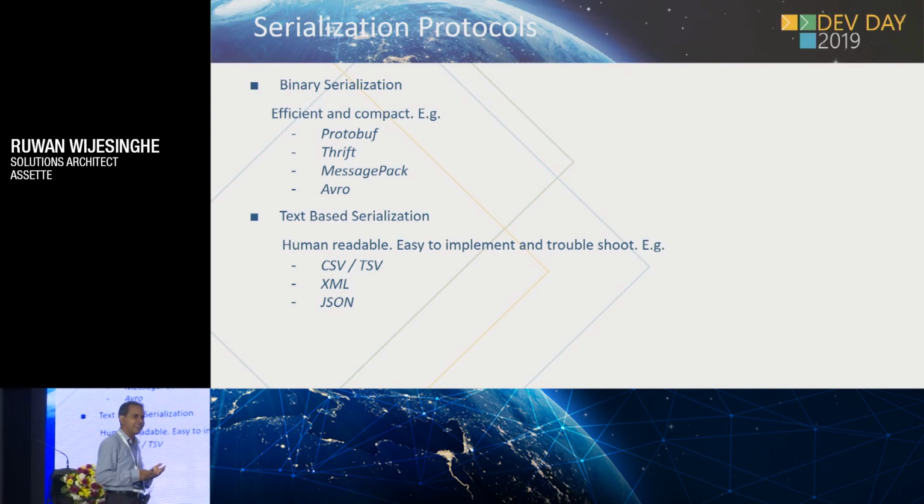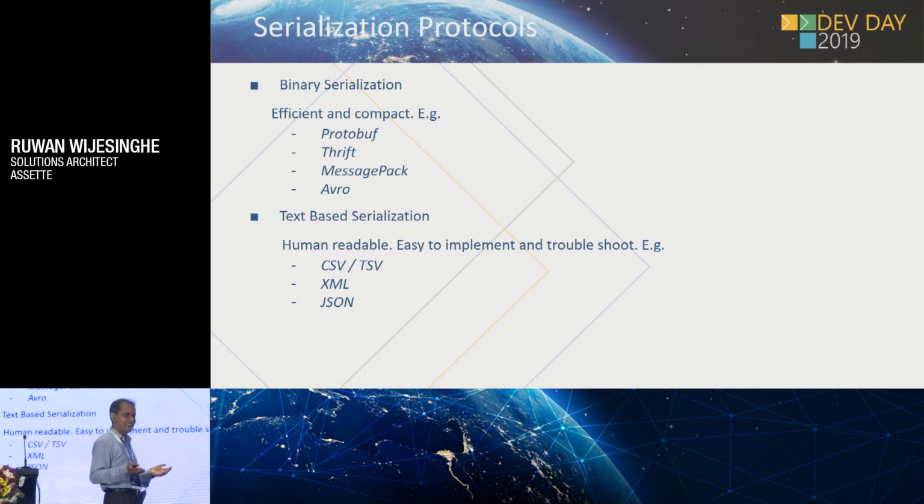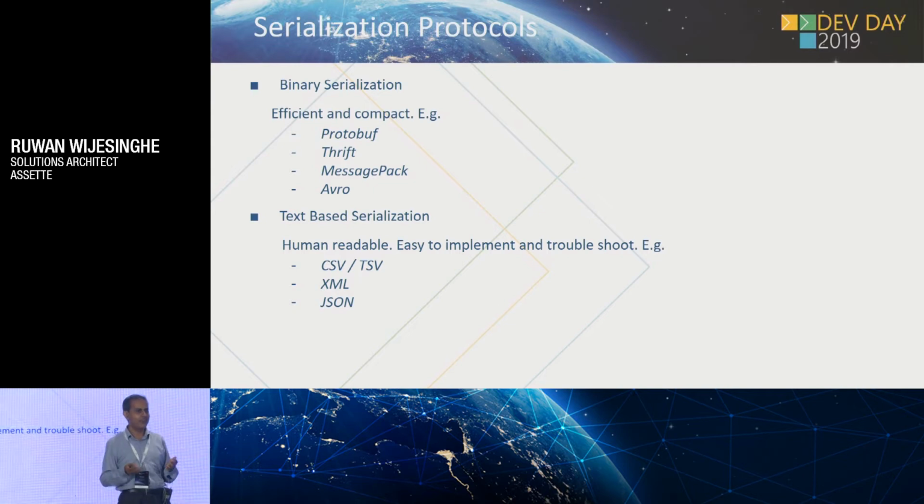The only drawback is that you can't read it while in the serialized format. If you open a binary file, you can't see what is in it, whereas if you open a JSON file or XML file, you can see what is there. So it's easy to debug. Other than that, the platform neutrality is now there in the modern binary serialization formats as well. Efficiency is also there.